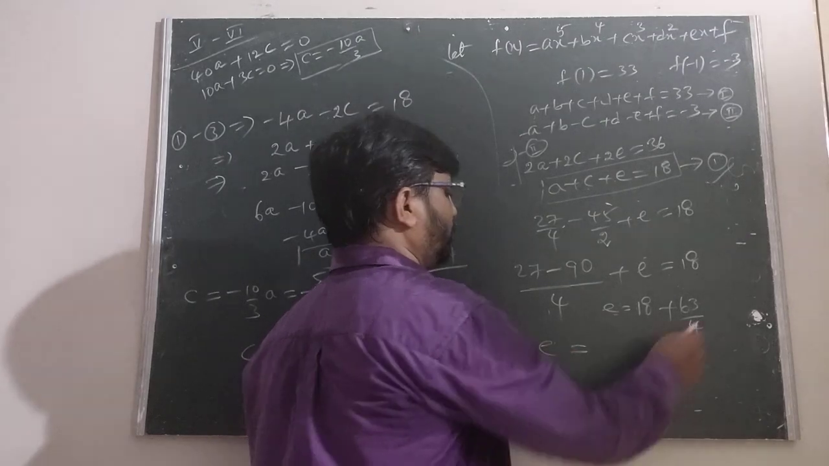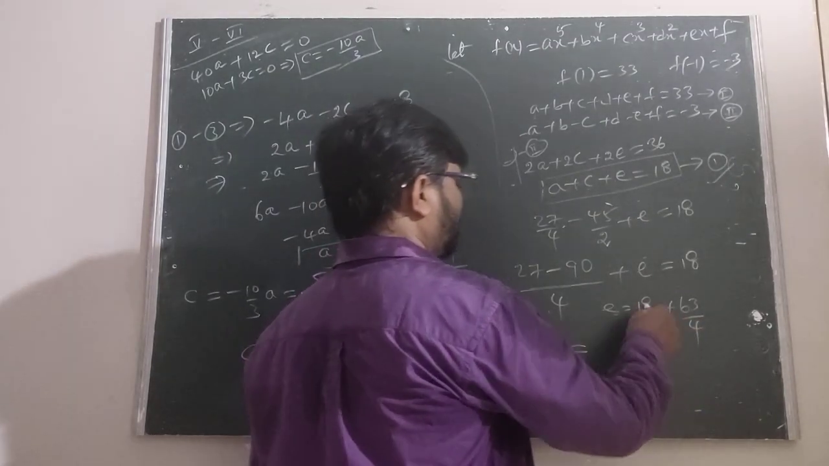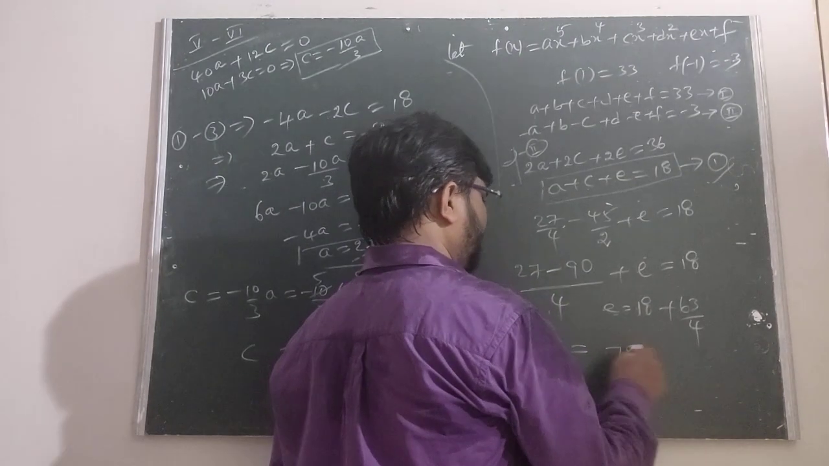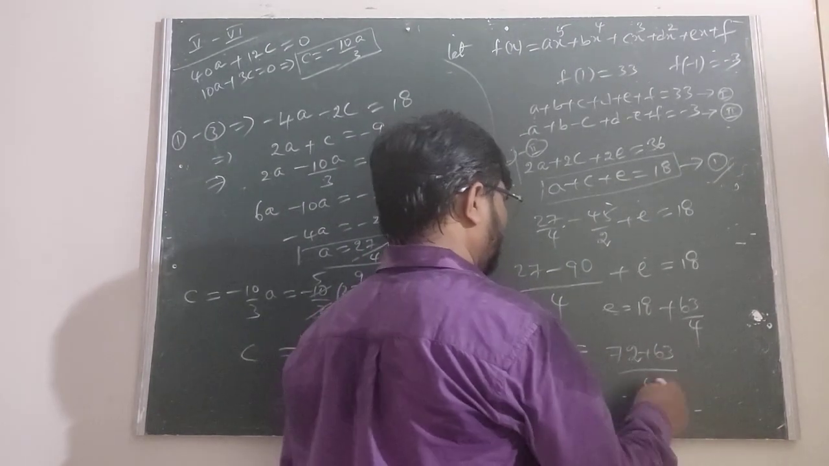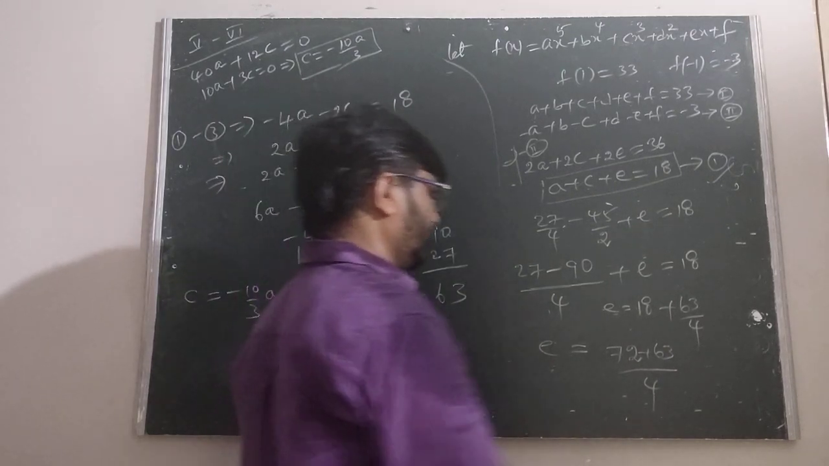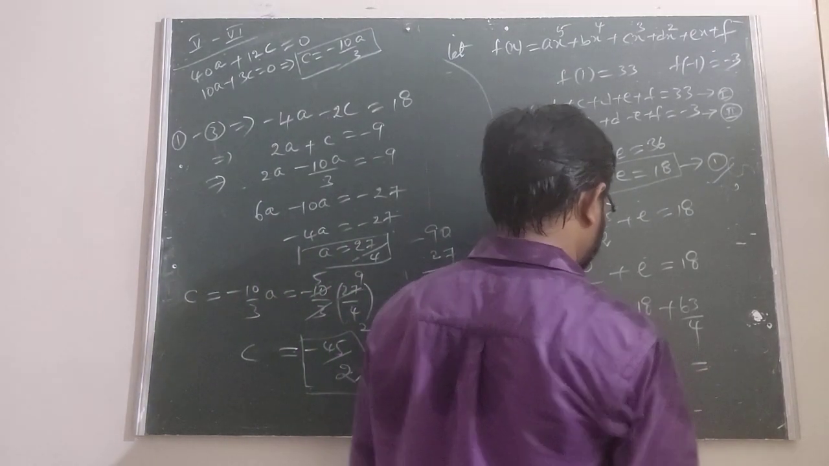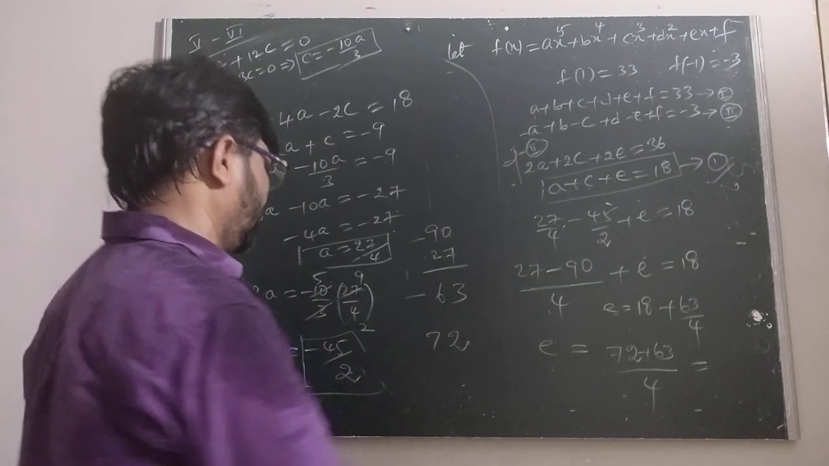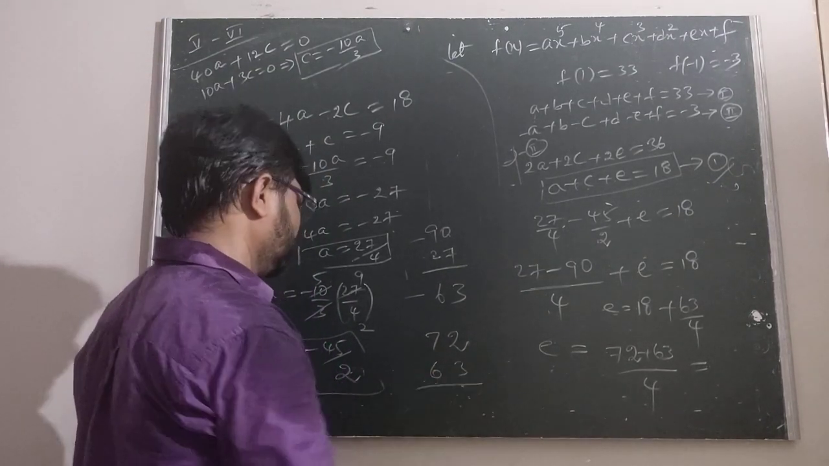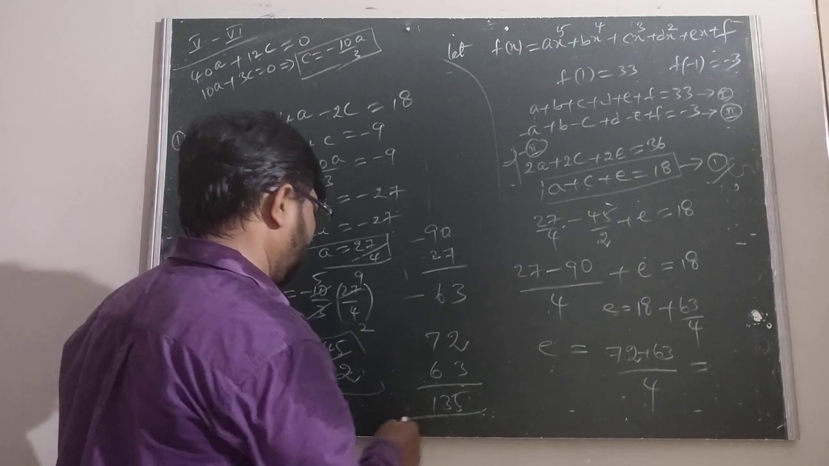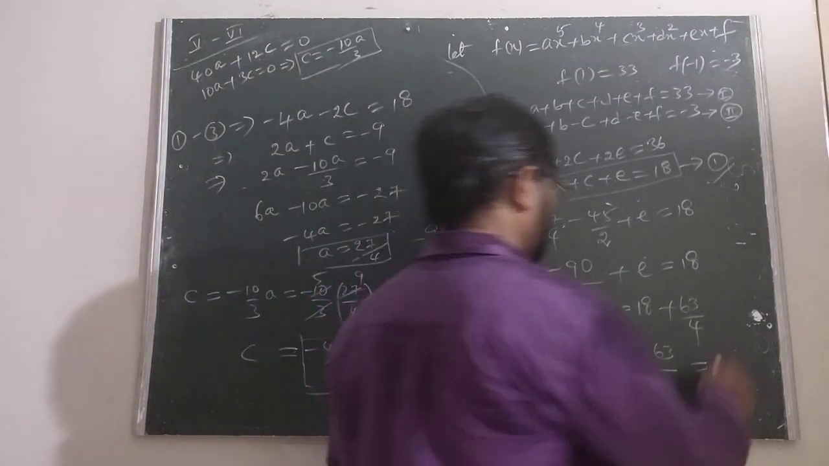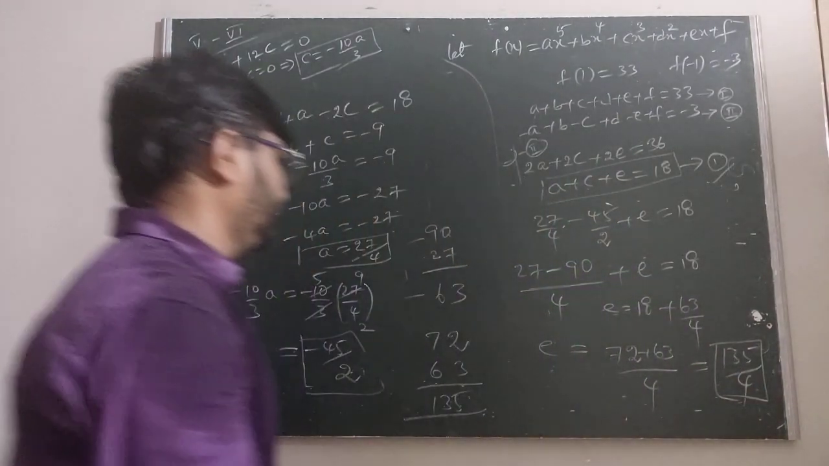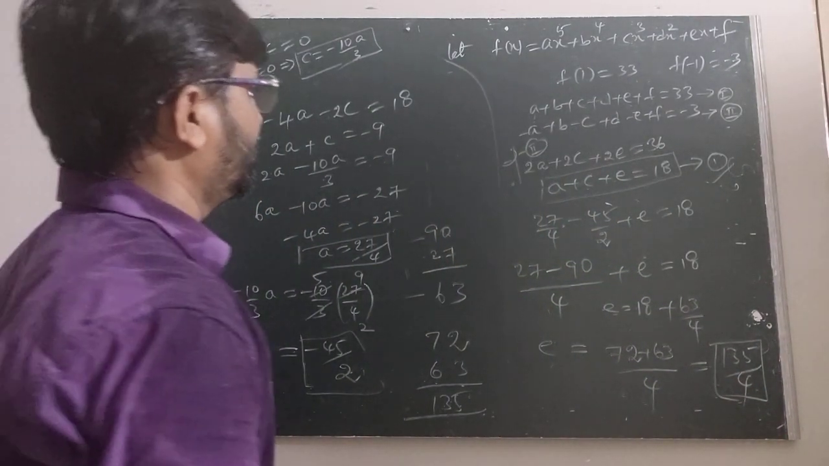Therefore, E equals, now the LCM is 4. 4 8s are 72, so that is 72 plus 63 by 4. 72 plus 63 is 135. Therefore, 135 by 4 is the value of E.